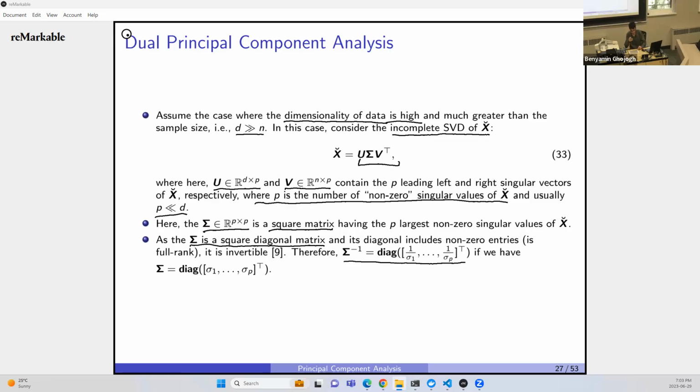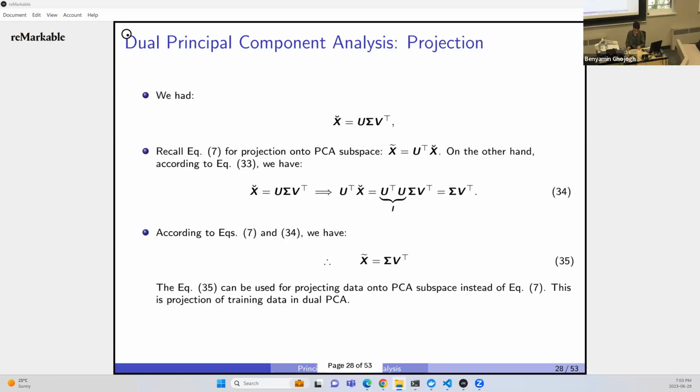So when we have sigma 1 to sigma P, what is its inverse? It's 1 over sigma 1 to 1 over sigma P. This is from linear algebra. When you have a diagonal matrix, its inverse is the inverse of the diagonal elements. Okay. Then we had this singular value decomposition of X hat.